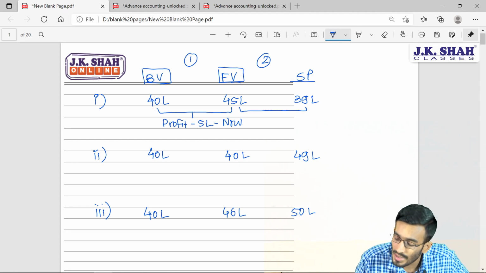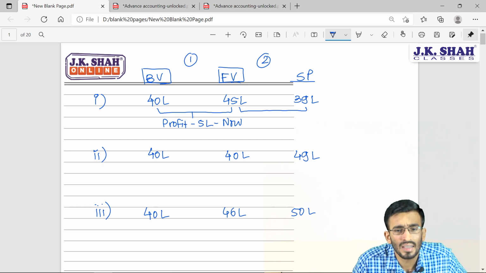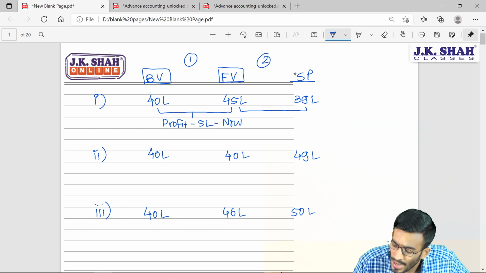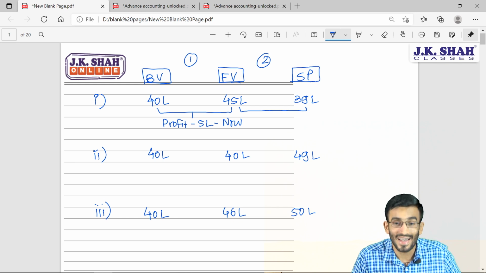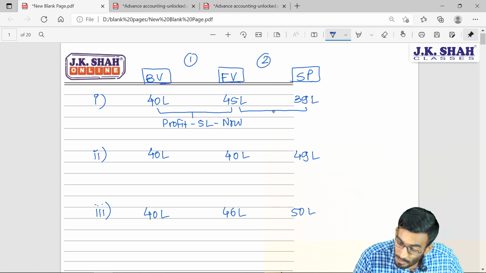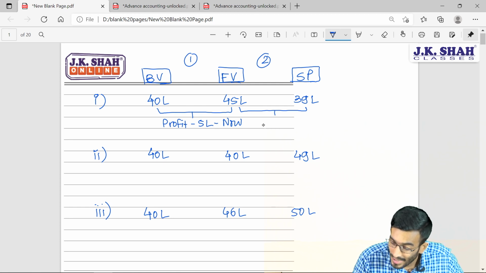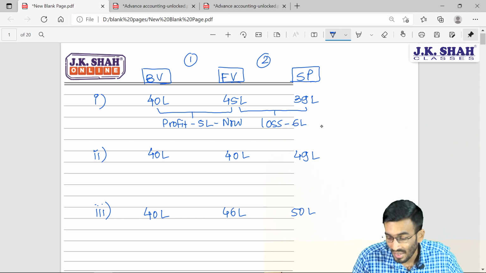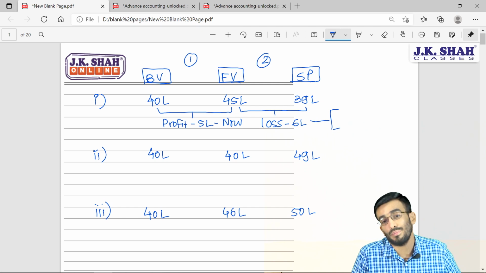Now let us discuss the second comparison, that is fair value versus the selling price. Now fair value is 45 lakhs whereas selling price is 39 lakhs. Now dear students, if I compare this fair value and the selling price, there is a loss. Loss of how much? A loss of 6 lakhs. Now here there are two possibilities.